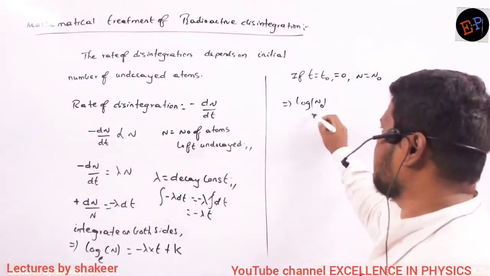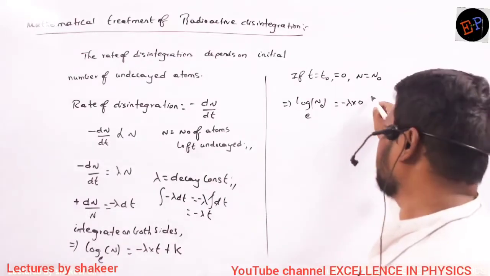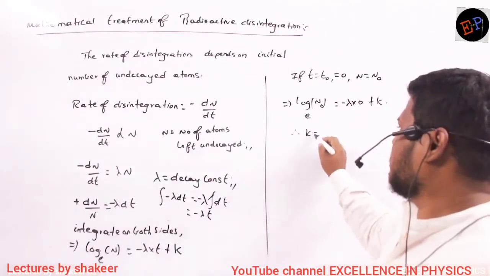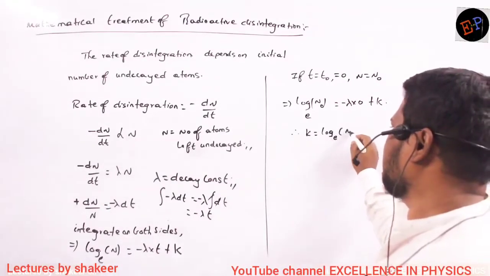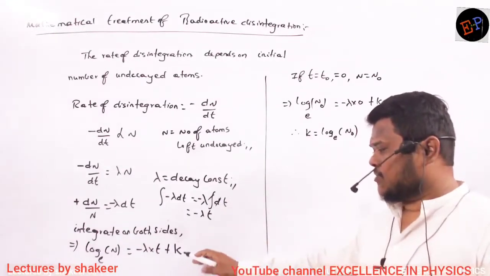Because the initial number of atoms is n naught, log to the base e. So minus lambda into time is 0, no? Time is 0 plus k. Okay, lambda into 0 is 0. Therefore what is the k value I got? The k value is log to the base e n naught. This is the k value, so I can take this k value and substitute here.